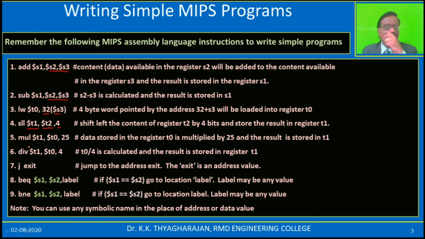Then this instruction multiply $T1, T0, 25. It means that the data stored in T0 will be multiplied with 25 and the result will be stored in T1. Similarly, divide $T1, $T0, 4. That means the data stored in T0 will be divided by 4 and the result will be stored in T1.